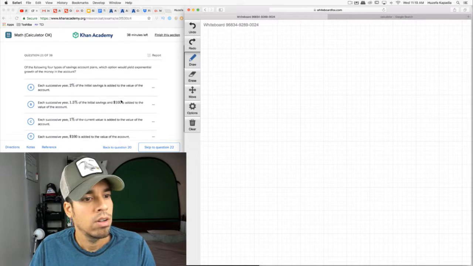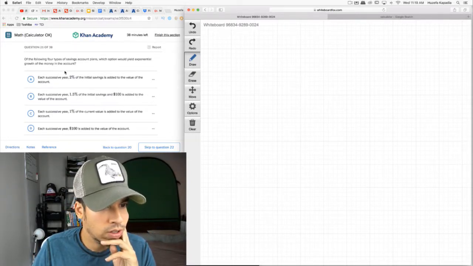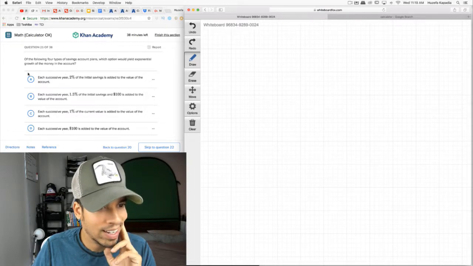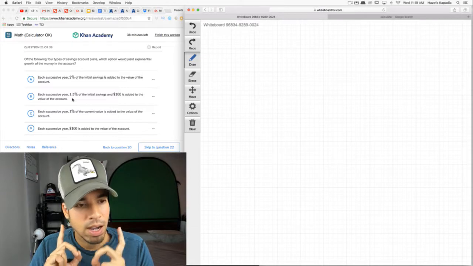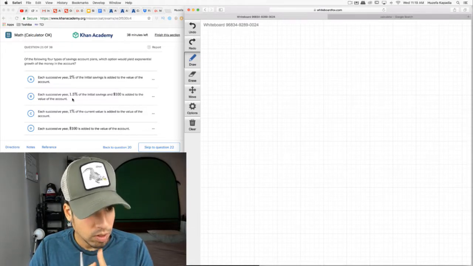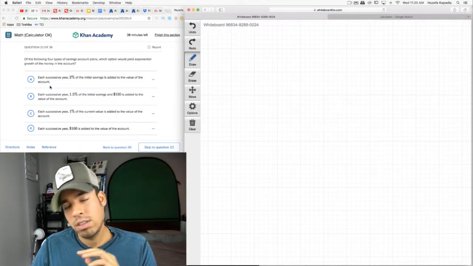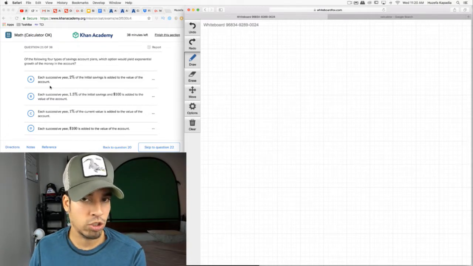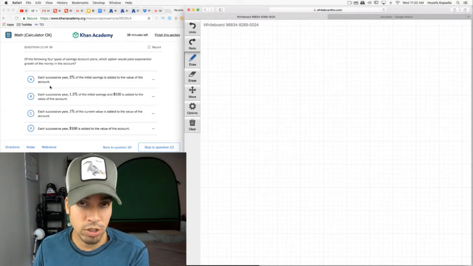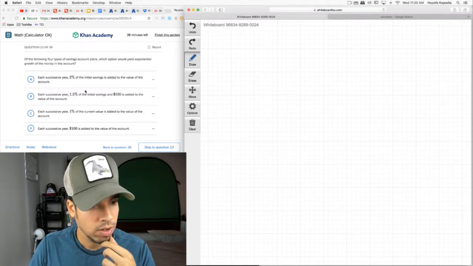Next. Of the following 4 types of savings account plans, which option would yield exponential growth of the money? Okay, I think we're talking about compound interest here. So this is 2% of the initial savings. This is not exponential growth because this is what's called simple interest. If we deposit $1,000, we get 2% every year of 1,000, not of what's total in the account. That's not exponential.